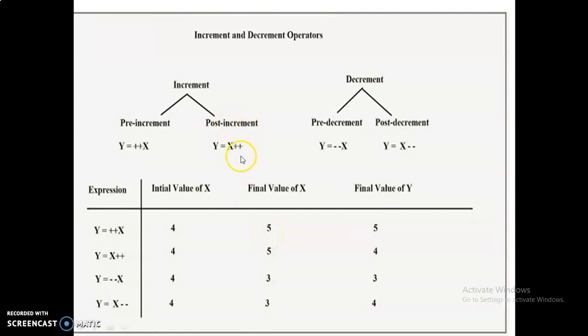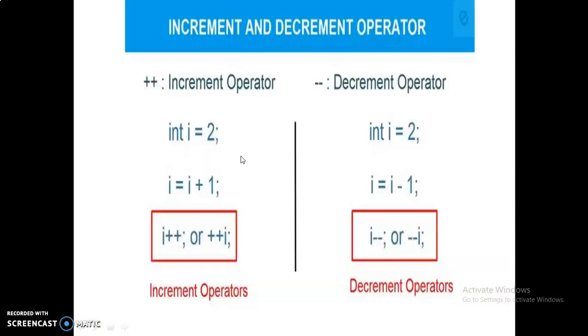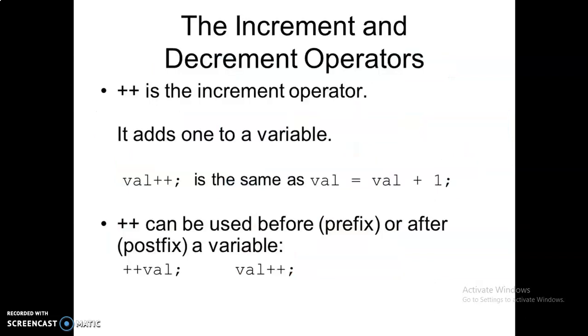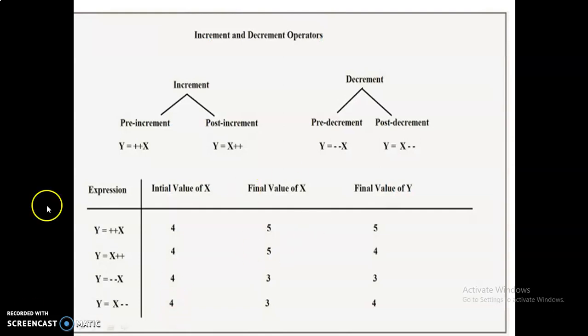But in the post-increment, what is the definition of post-increment? Post-increment uses the current value of x. What is the current value of x? 4 is the current value of x. So it uses that and then it is incremented by 1. In this example, y equal to x plus plus, first the value of x is 4, but what is the procedure? It uses the current value of x and then it increments. So first the value of y is equal to 4 and then x is incremented by 1. So the value of x is 5. The value of y is 4, the value of x is 5.